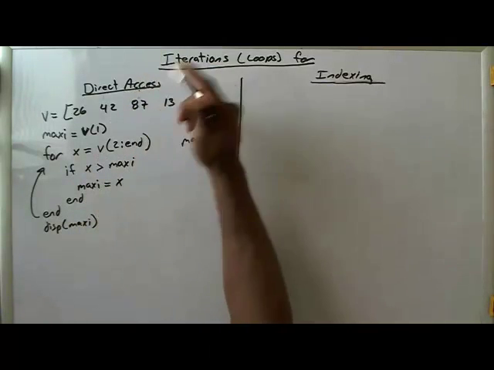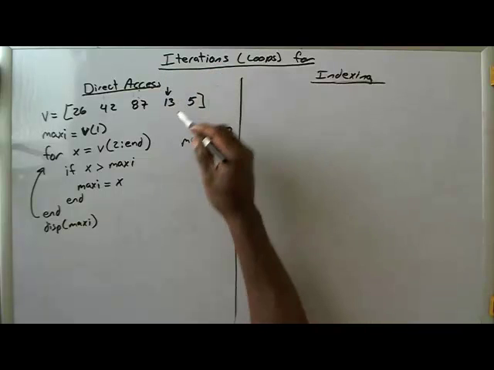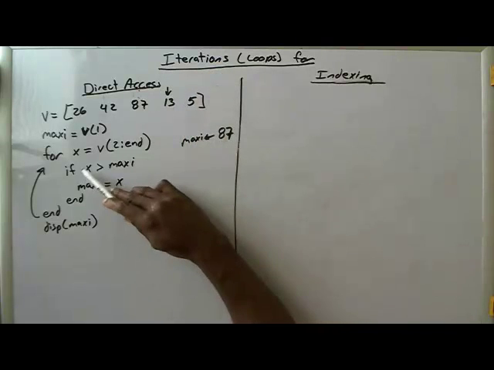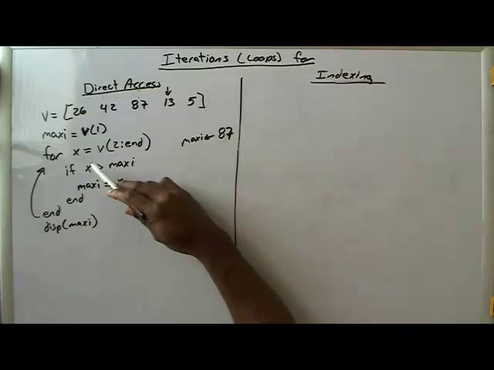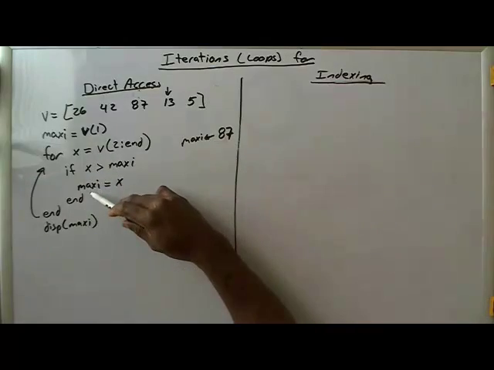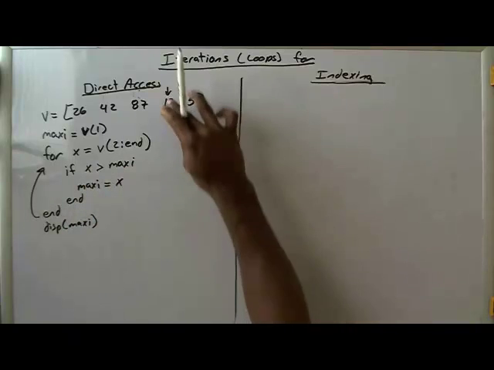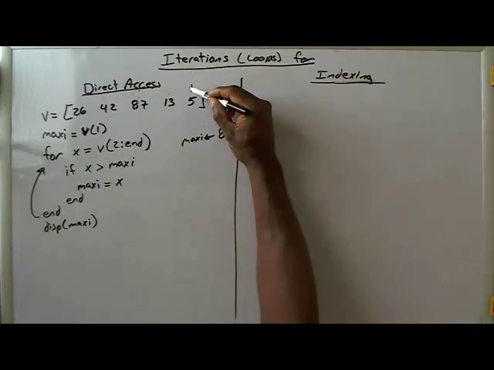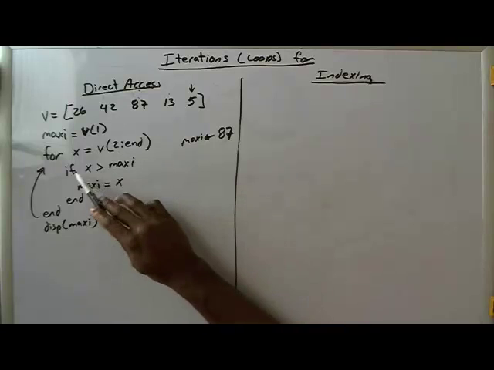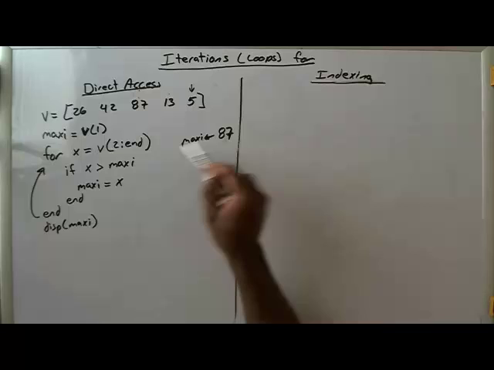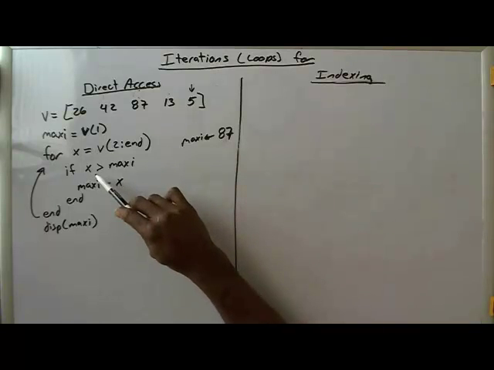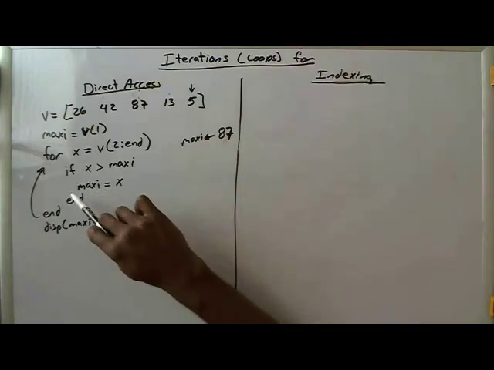Now x is the next value in the vector. So is 13, if 13 is greater than maxi, well, maxi's 87. Is 13 greater than 87? No, it's not. So you do nothing. You come back up. x is now equal to the next value in the vector, which is 5. If 5 is greater than 87, is 5 greater than 87? No. So you don't do this part, and you come back up.